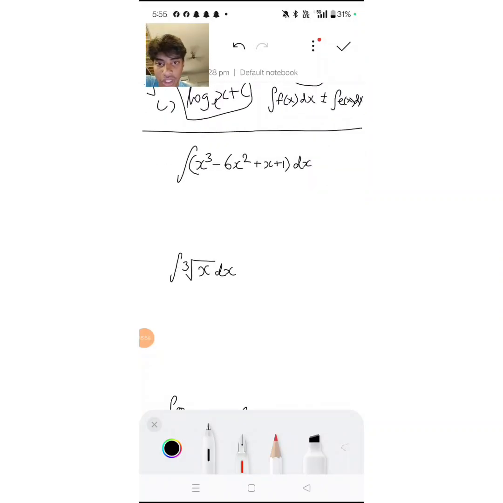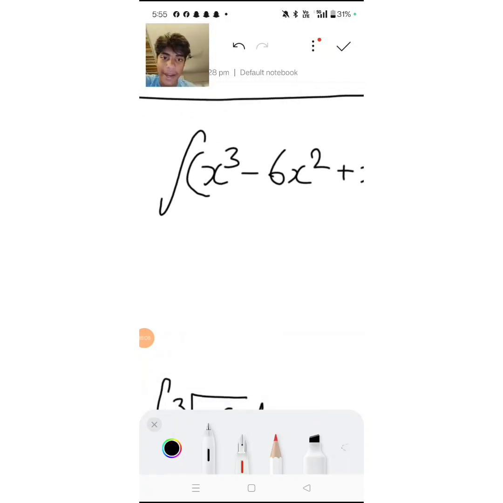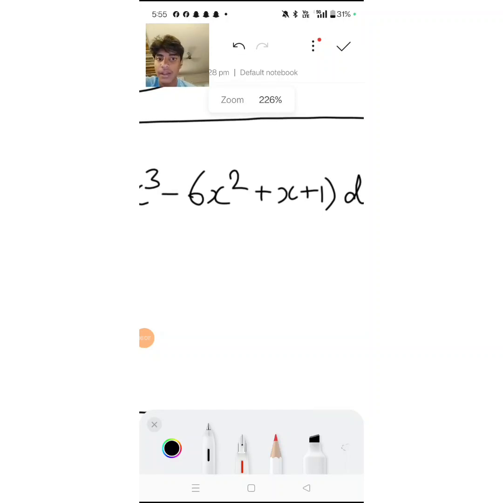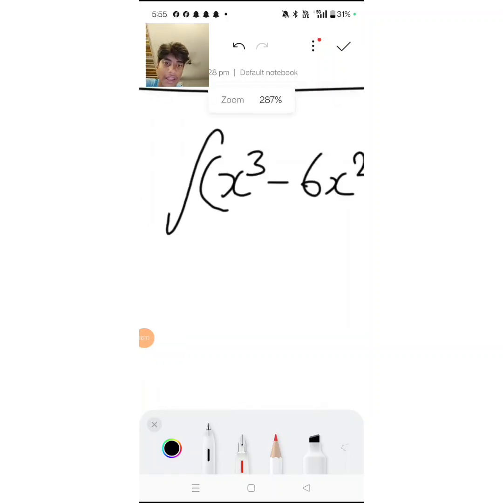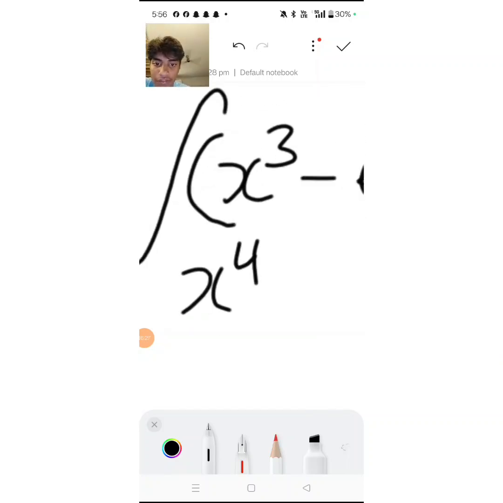So here I have some questions for you. Let us try solving these questions together and let's see how you guys are able to do it. So first we have the integral of x cubed minus 6x squared plus x plus 1, right? dx. So it's just direct application of the formula x to the power of n plus 1 divided by n plus 1. So here you just say x, add a power, divide by the new power.